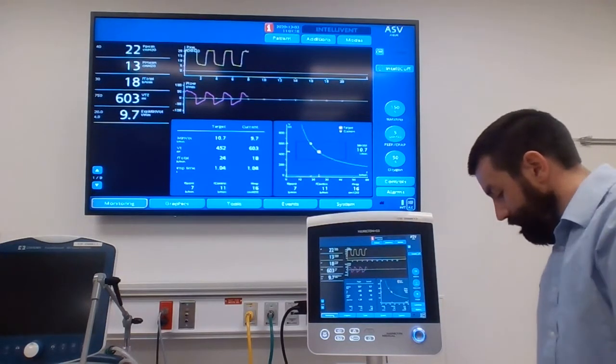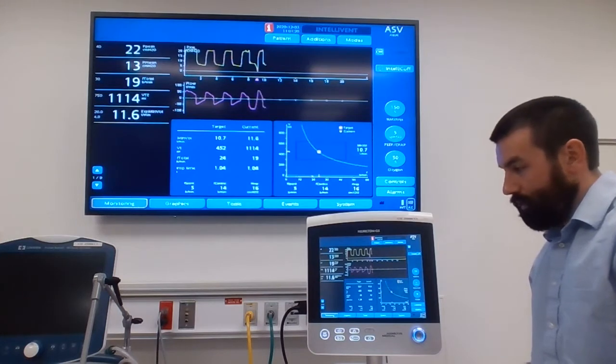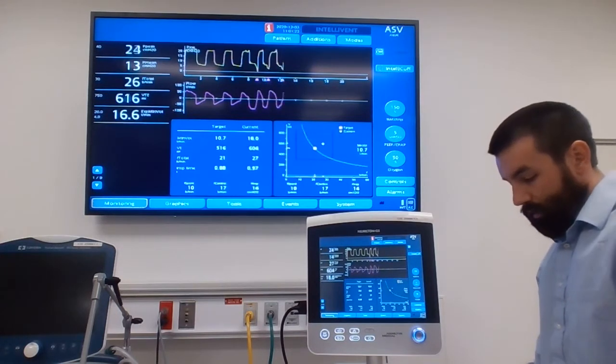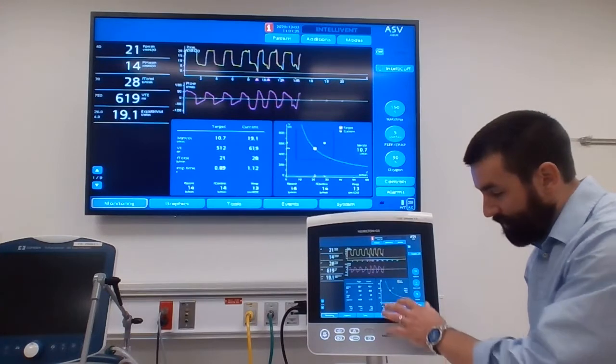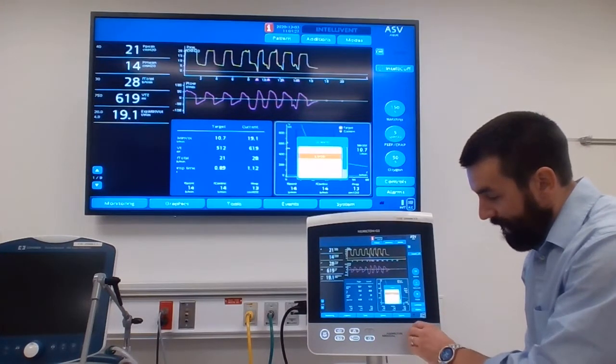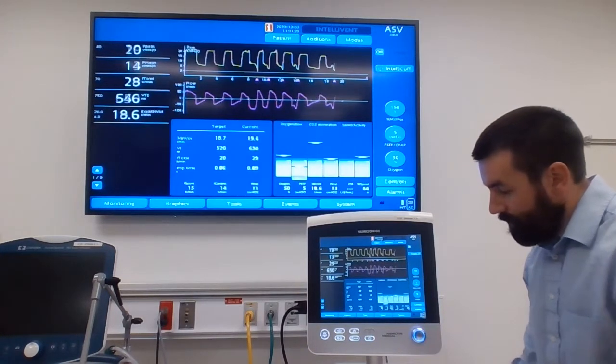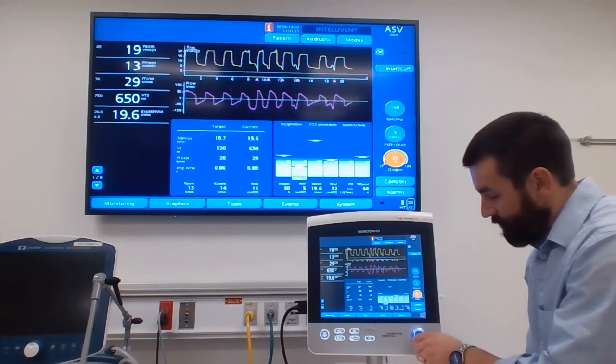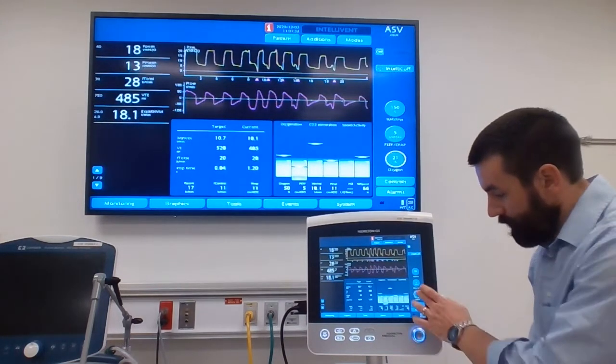So if I had a patient, what I'm going to do now is have this patient actively breathing. I'm going to switch back over to the vent status tab. I'm going to wean down my FiO2. We'll say this patient's doing really well.